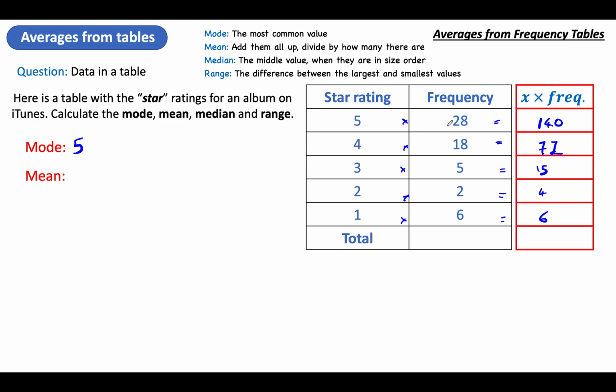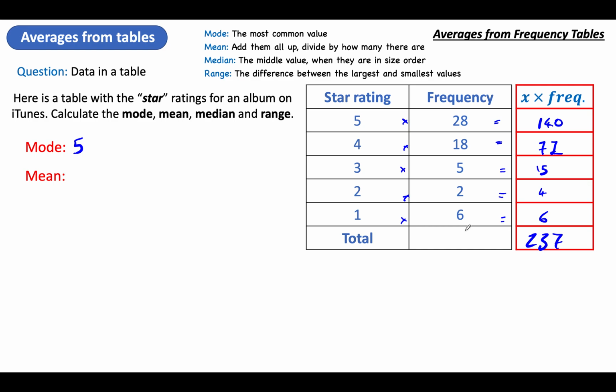Okay. Then I need to know, firstly, the total of that column. So 140 plus 72 plus 15 plus 4 plus 6, which is 237. And then I need to know my total frequency.